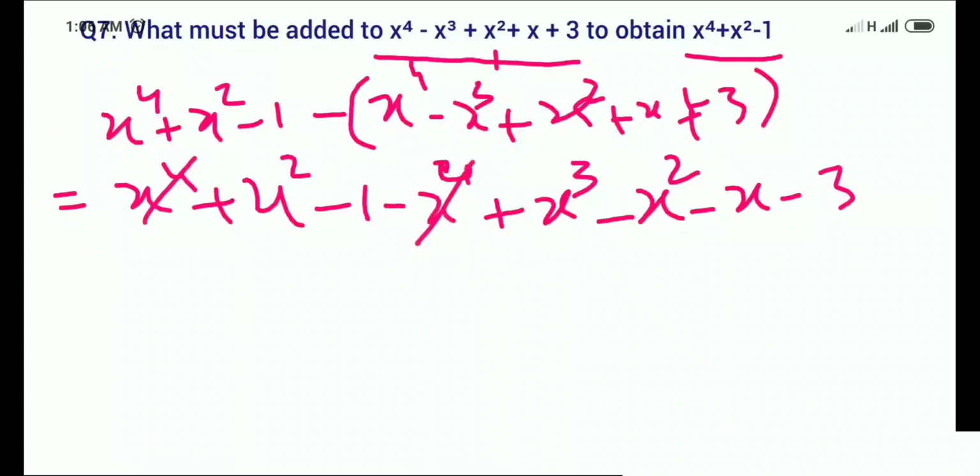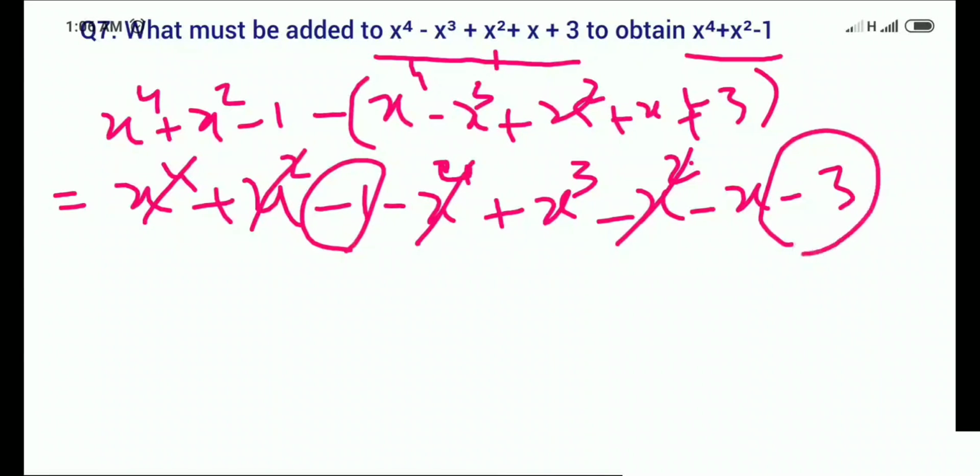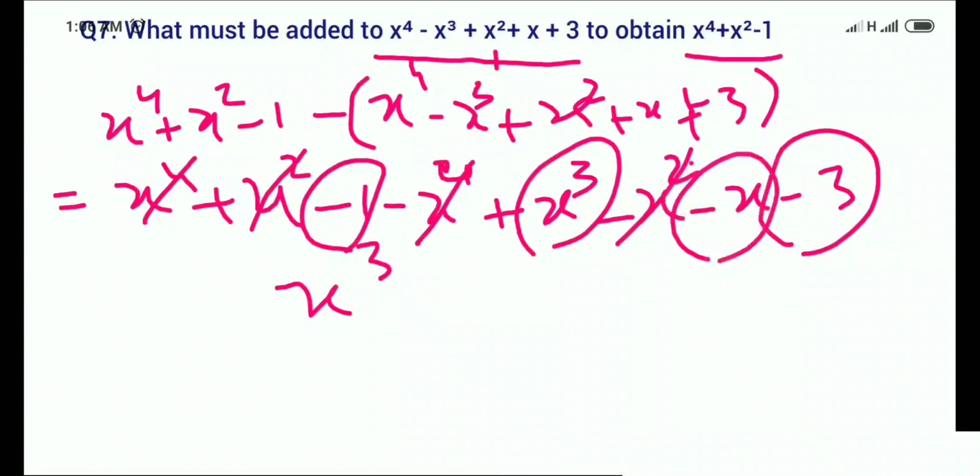So x to the power 4 and x to the power 4 minus plus cancels out. See, x square also cancels out. Now there is minus 1 and minus 3. This will become minus 4. And there is x cube. So write down first x cube. Then there is x also. Therefore x cube minus x minus 4. This is the answer.